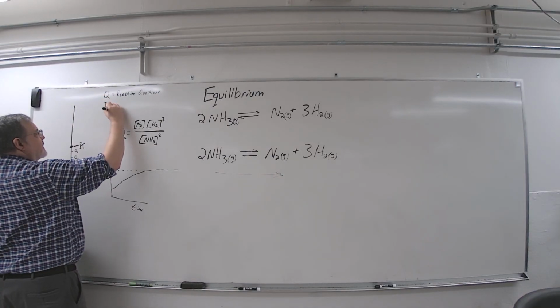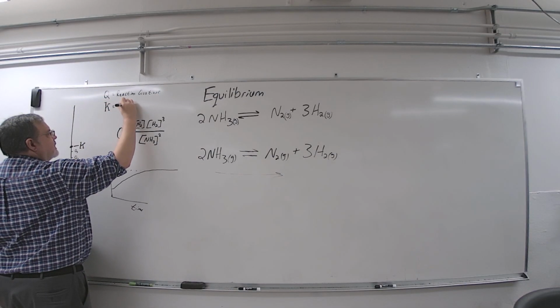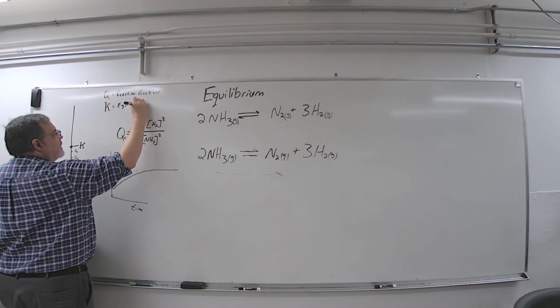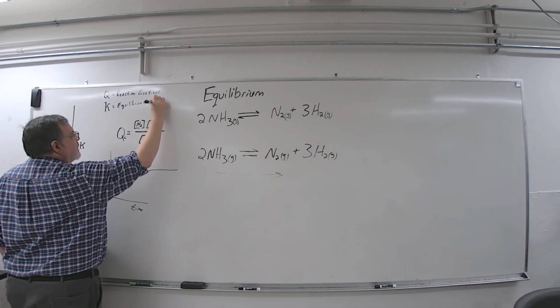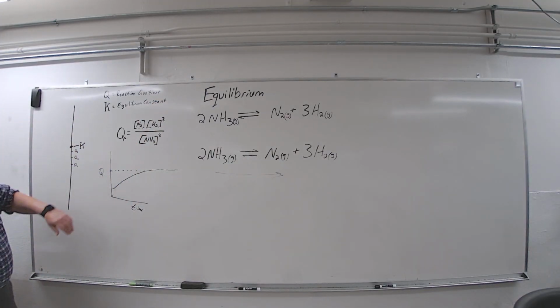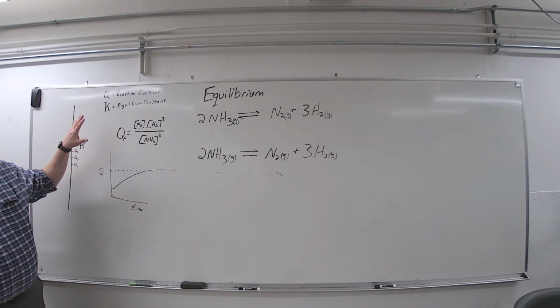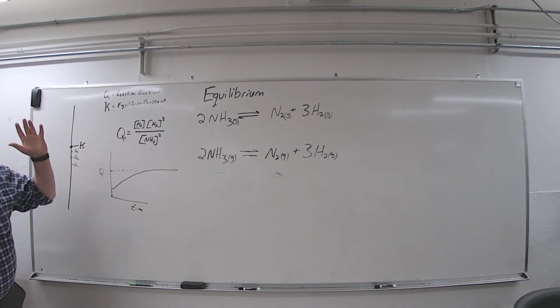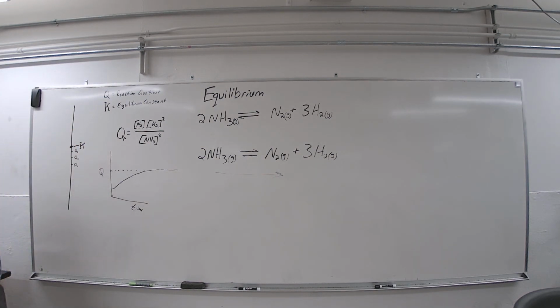I should have said equilibrium constant. So it's only at that special point that we call the solution to this equation K. It's called Q outside of that. That's just nomenclature. Okay.